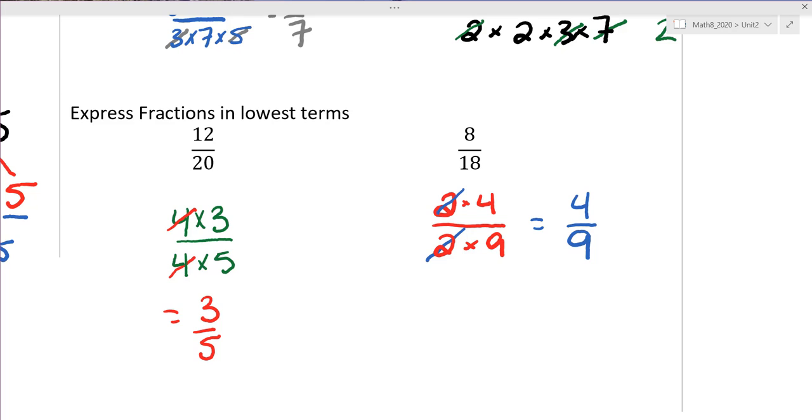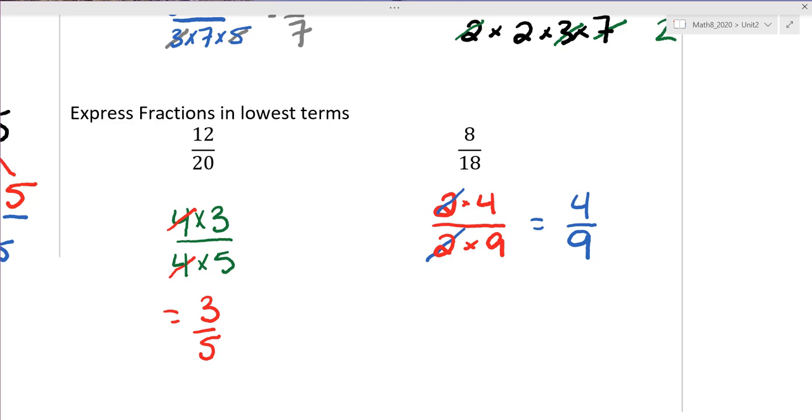So we looked at, instead of just looking at the prime factors, what's the biggest factor that can go in each one? And that's usually the way we want to think. Right, so for the first question there, we had 12 over 20. We go 4 times 3 and 4 times 5. We just cancel out the 4s.